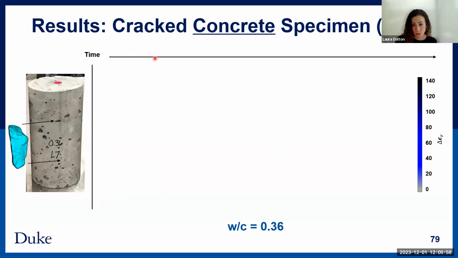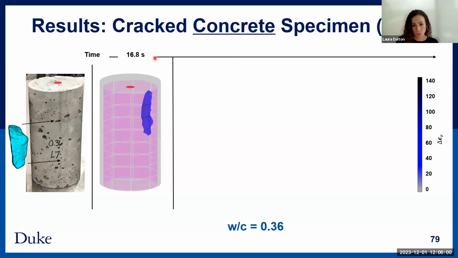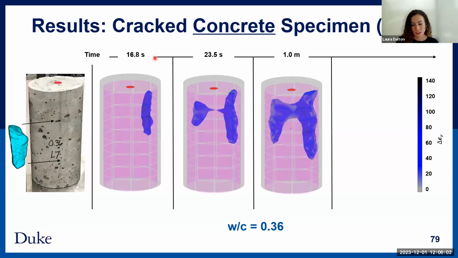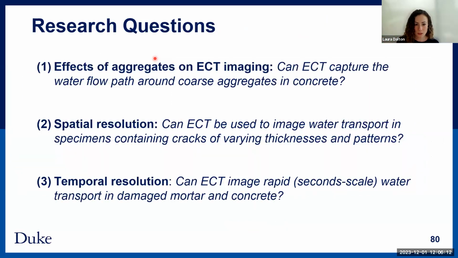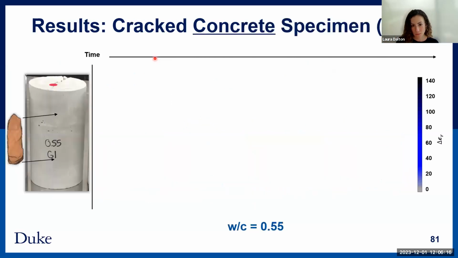So then again, we looked at concrete. Can we actually detect this transport pattern around an aggregate? And we clearly see that right in the middle, we're not seeing any water advance. So we were able to detect that water pathway correctly with this method.